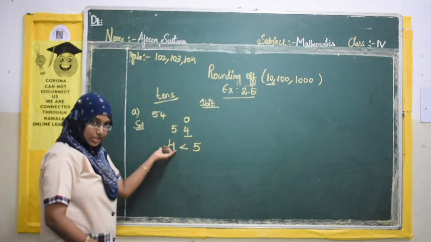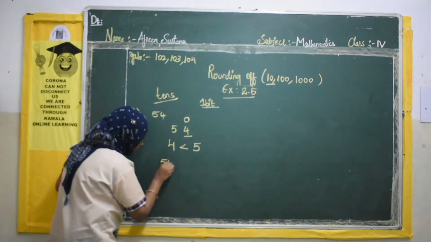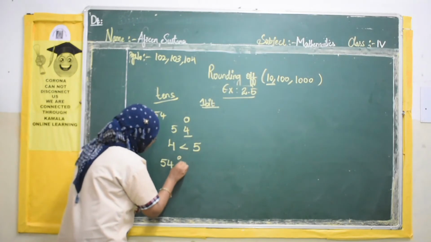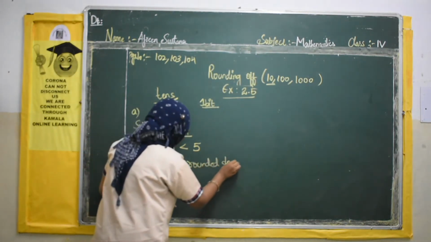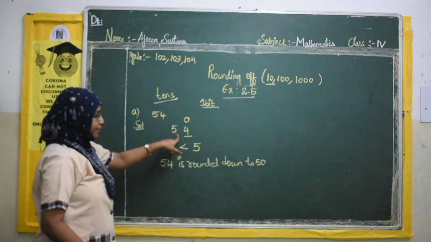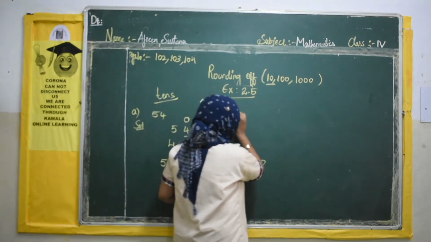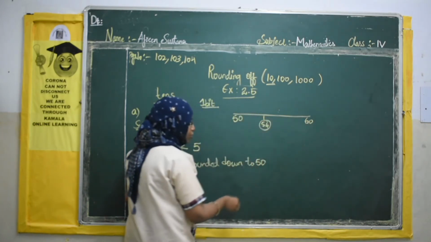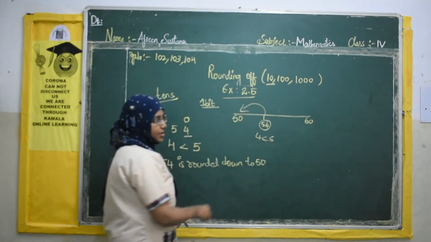So as this is less than 5, we will round down. Now you tell me, 54 is rounded up or down? Less than 5 means rounded down to 50. 54 is rounded to 50. See, from 50 we have the scale till 60. Our 54 is somewhere here. So as 4 is less than 5, we have rounded down.